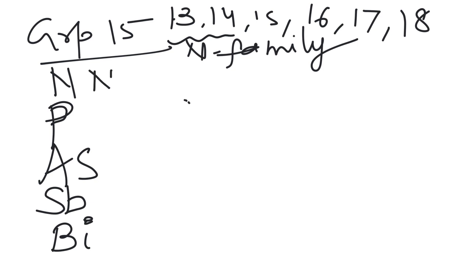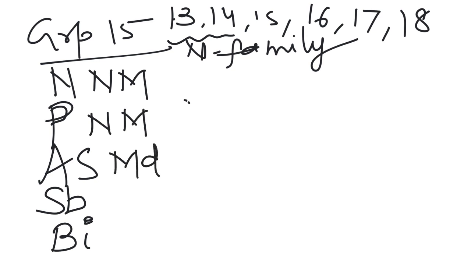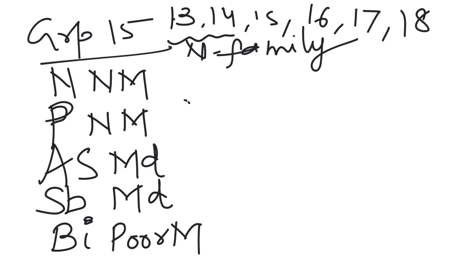Nitrogen is a non-metal. Phosphorus also is a non-metal. Then comes arsenic, which is a metalloid. In short form I am writing. Antimony is also a metalloid, and bismuth is a poor metal. Nitrogen exists in the form of N2, phosphorus as P4.